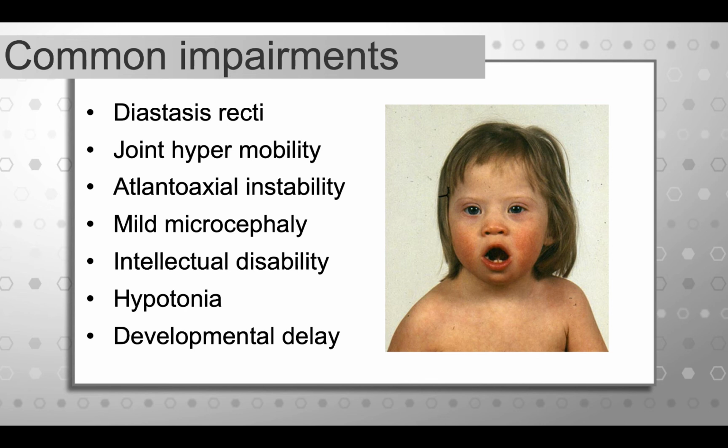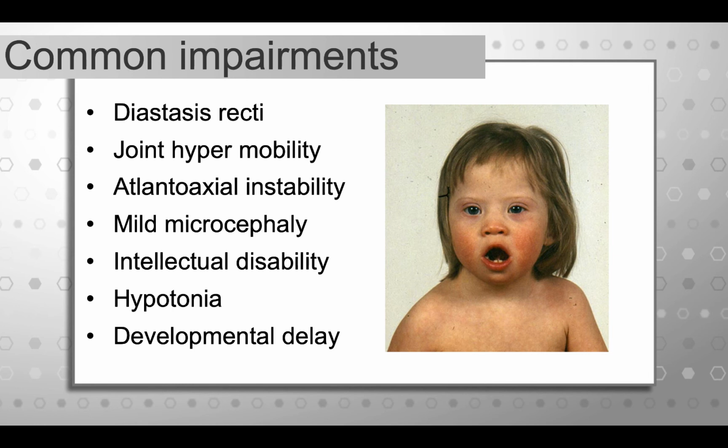Mild microcephaly: individuals with Down syndrome do have smaller brains, and so smaller heads as well. Intellectual disability is almost always part of Down syndrome. We talked about hypotonia, and then this results in just developmental delay.